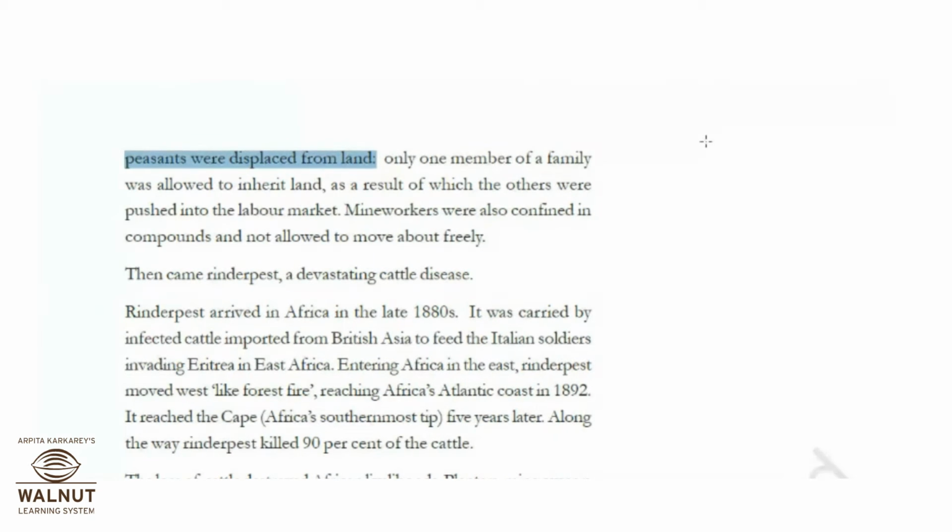So here, as you can see, if there were four children in a family, only one was given the possession of the land, to own the land. The rest were kept aside. They were not given ownership of the land, so now they would think about how they are going to earn. So they would become laborers. This was the policy followed by the Europeans who were ruling over Africa.